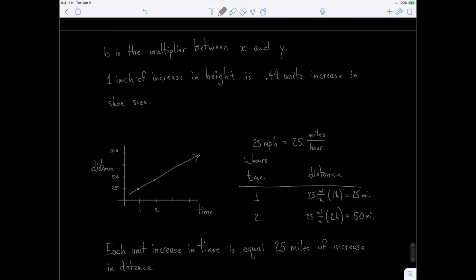It's the relationship between x and y, and they always talk about it in just base units of x being whole numbers and y being the product of whatever b is.